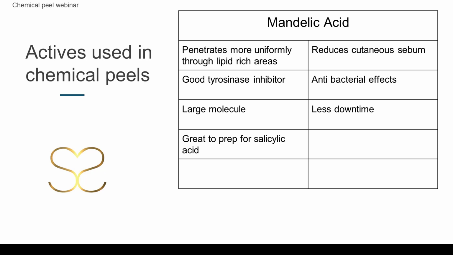skin and post-inflammatory hyperpigmentation. Its large molecular structure means that it penetrates very slowly and in a controlled way, so that it's an ideal choice for a first-time peel option. It's also a good option for preconditioning the skin for stronger acids and procedures to follow.